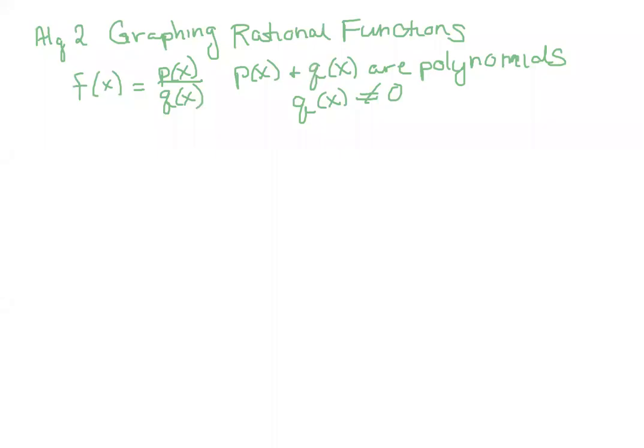Okay, Algebra 2, today we're going to graph rational functions. Last time we graphed rational or reciprocal functions where the numerator was just a number. Now a rational function is going to be of the form f of x equals p of x over q of x, where p and q are both polynomials and q is not equal to 0.